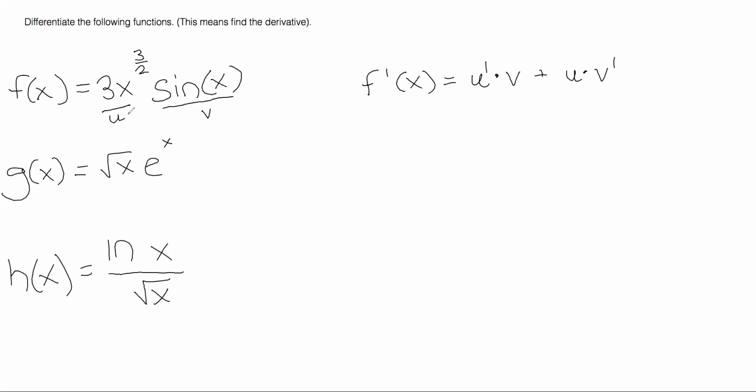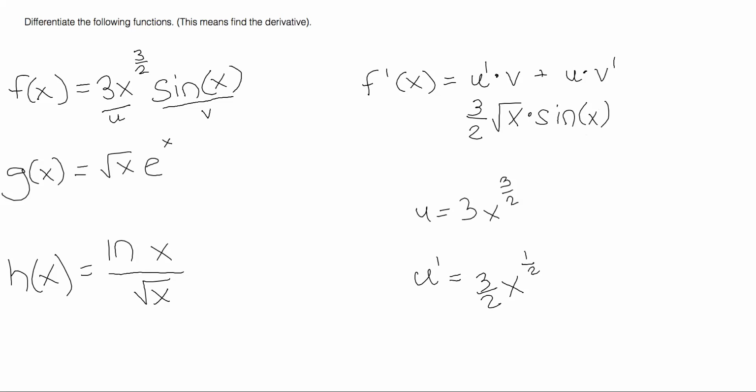We have u is 3x to the 3/2 power. We want to use the power rule to find the derivative. So u is 3x to the 3/2, and u prime is going to be, well, we take the exponent and multiply it out front. So we have 3/2 x, and 3/2 minus 1 is 1/2. So this would be 3/2 times x to the 1/2 power, which is just 3/2 times square root of x, since x to the 1/2 is the square root function. Then we have 3/2 times square root of x times v, which is sine of x.